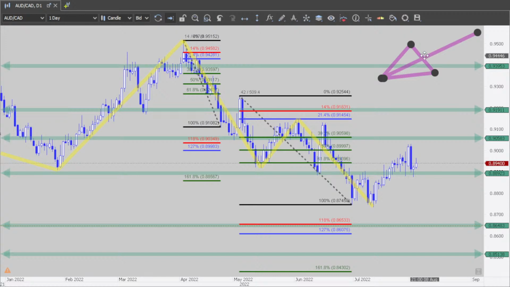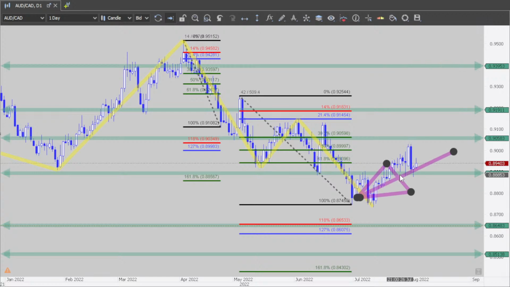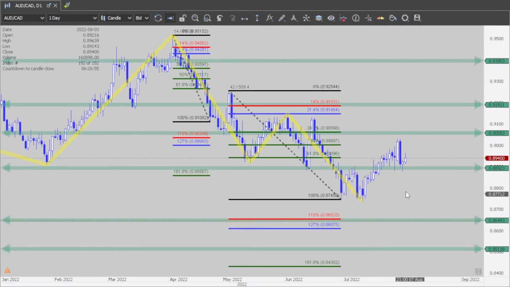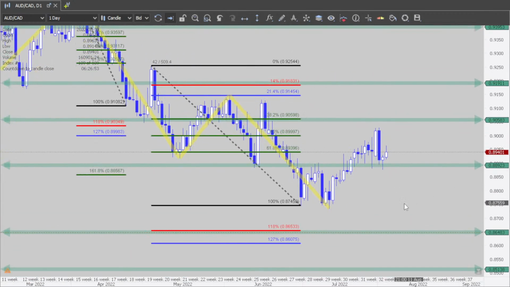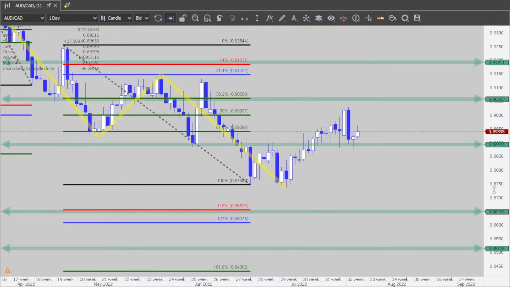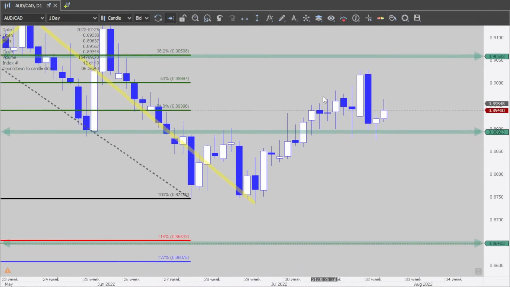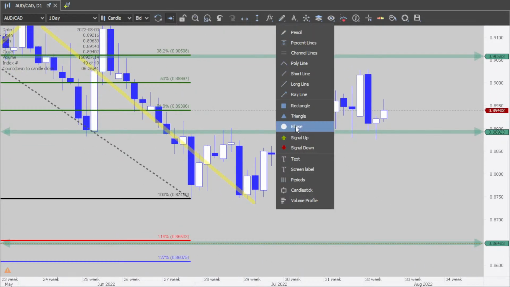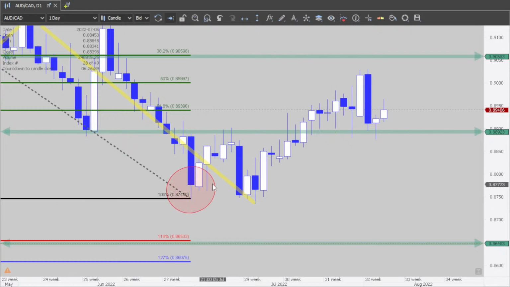AUD CAD daily chart, our A is at 0.92544, our B is at 0.87450, okay, and the Contrarian Fibonacci in a downtrend, right? So here is the question, everybody, where should we start drawing our Contrarian? At the first circle or at the second circle? What do you think?